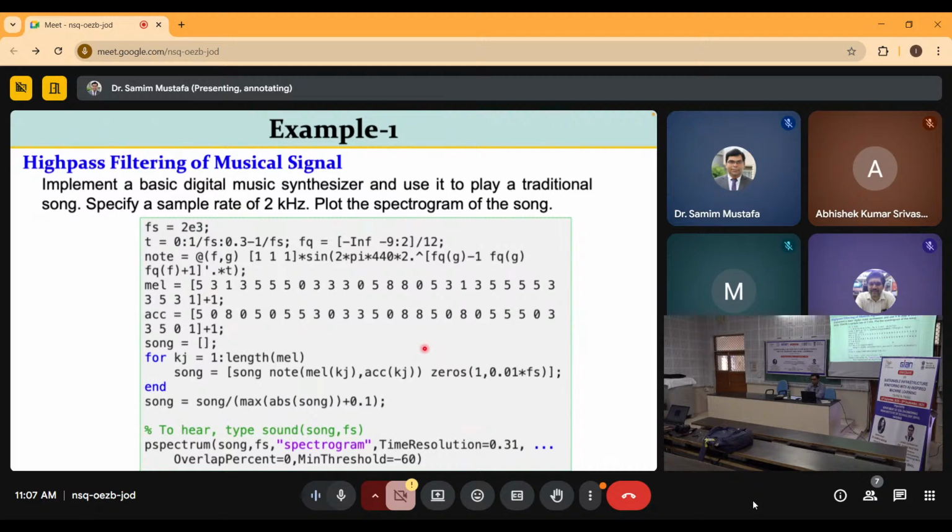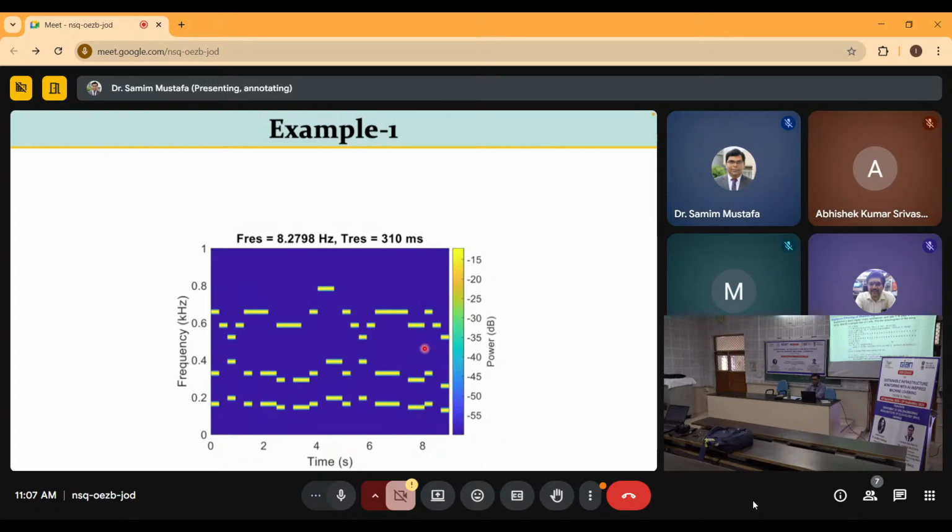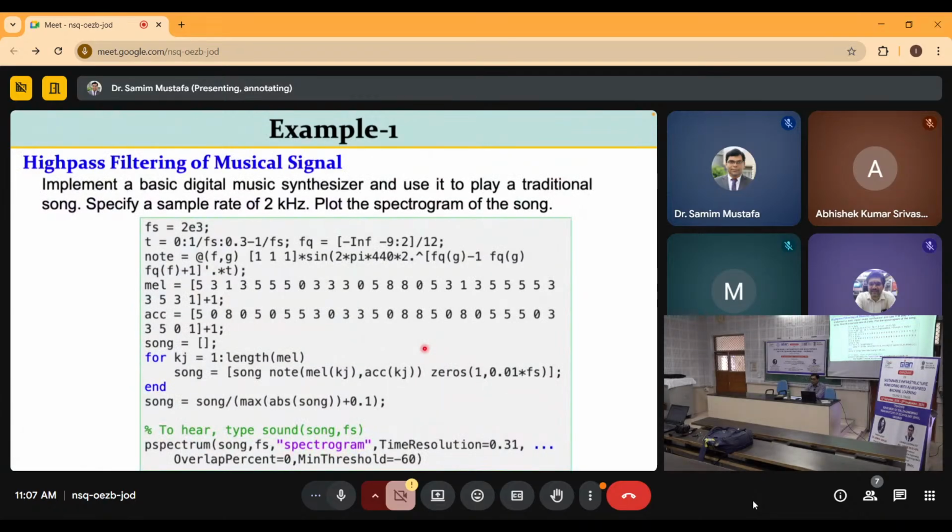You obtain the spectrum, okay? Great. So all of you got the spectrum. This spectrum. So you hear the sound also. Output, okay.